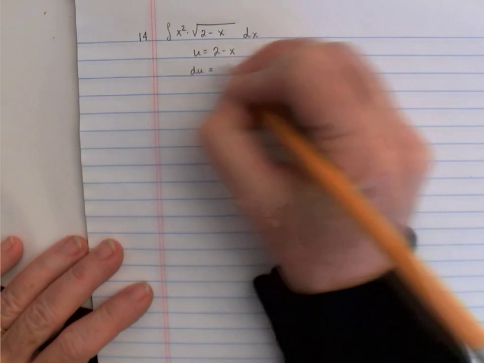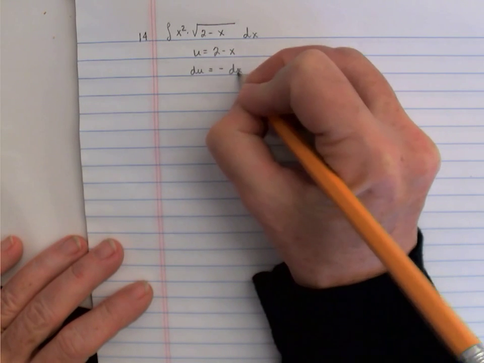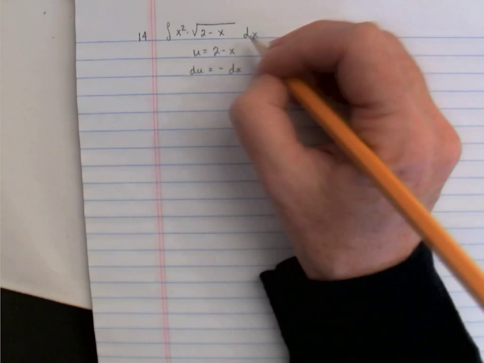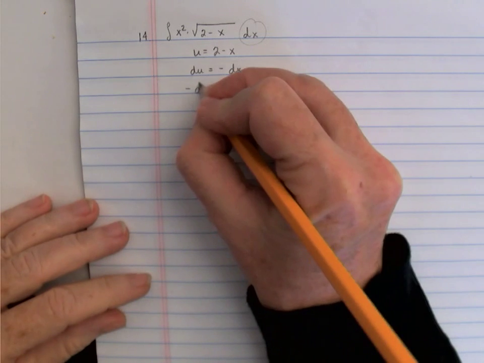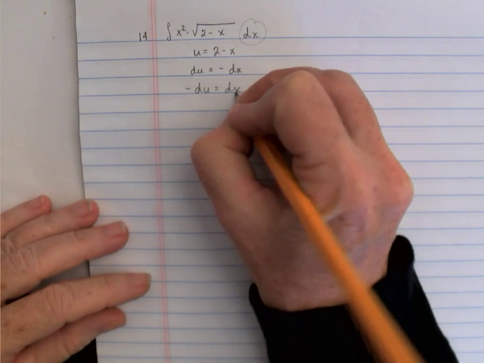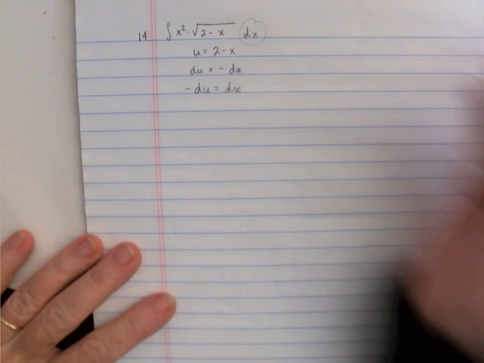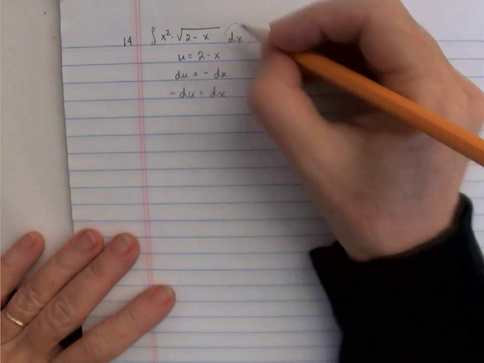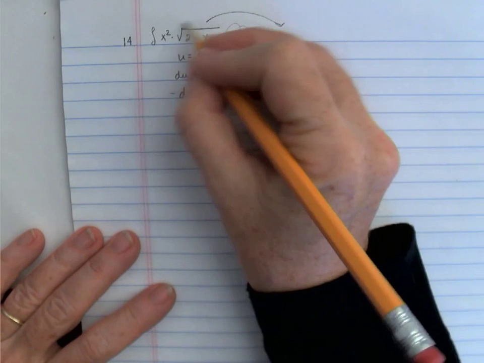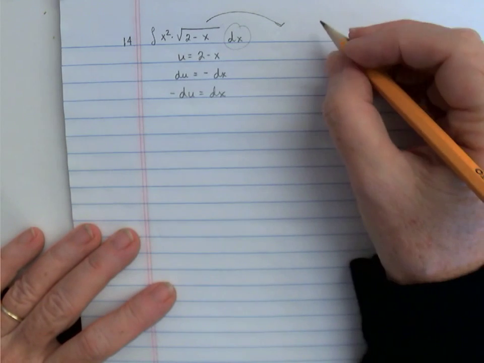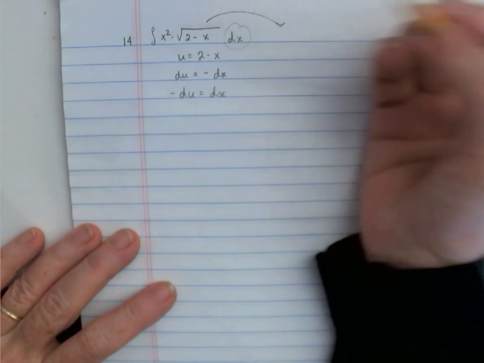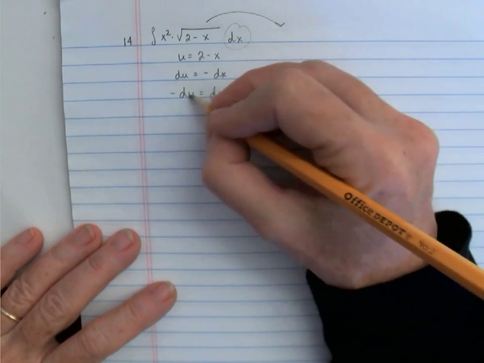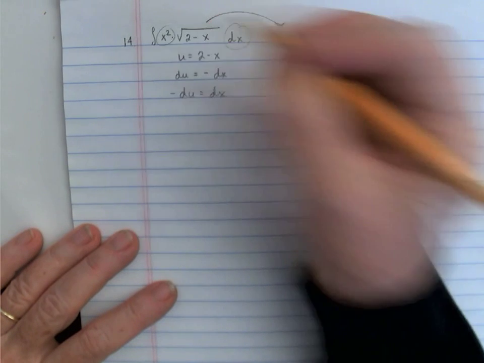The derivative is going to be negative dx, which is okay. So negative du is dx. So this presents a little problem, but it's not an insurmountable problem. It just requires a little cleverness here. So the square root of 2 minus x is going to become square root of u. And that I can handle. Dx is negative du. The question is what to do with this x squared.